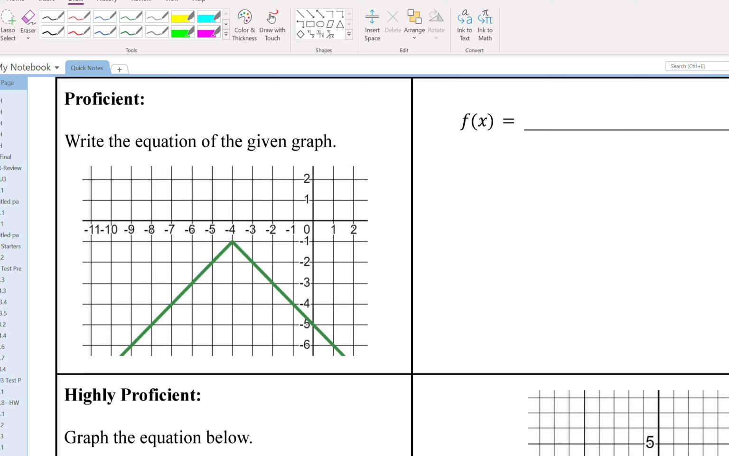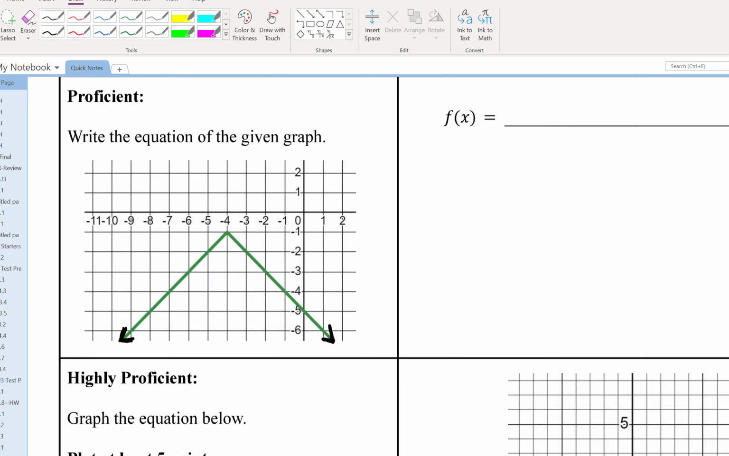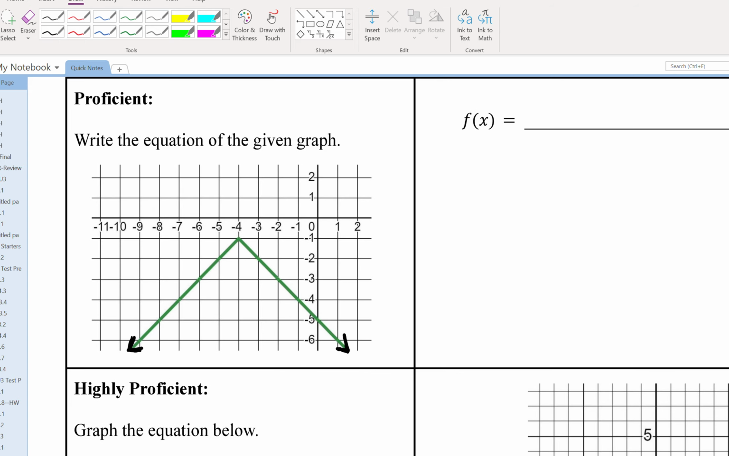Welcome. This is a video on absolute value, and this is kind of working backwards, in which we have a graph and we want to write the equation of this graph. So one of the things that we would want to do is think about what we need in order to write this equation.